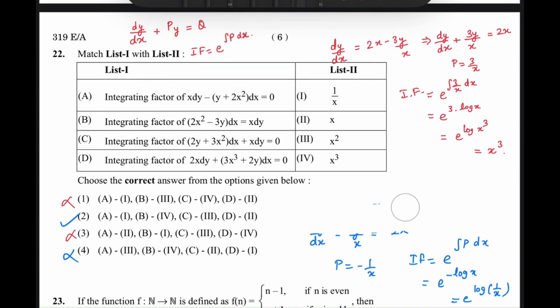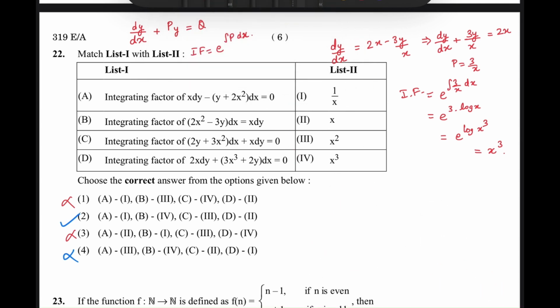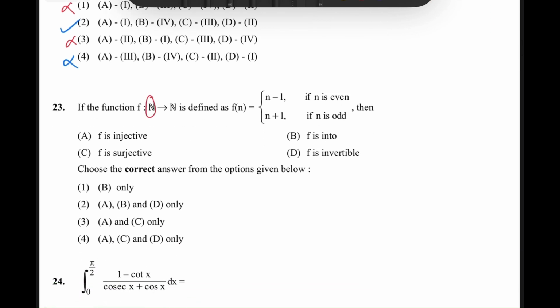Okay, so let's move to next question. Next question is related to functions. Question number 23. F is a function from natural numbers to natural numbers.